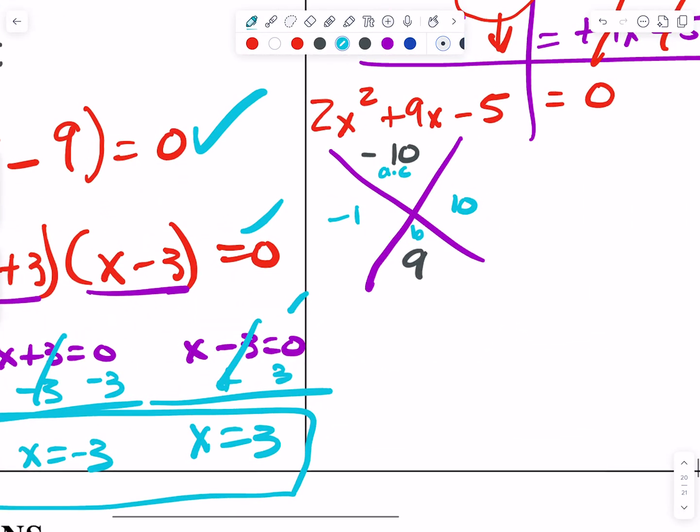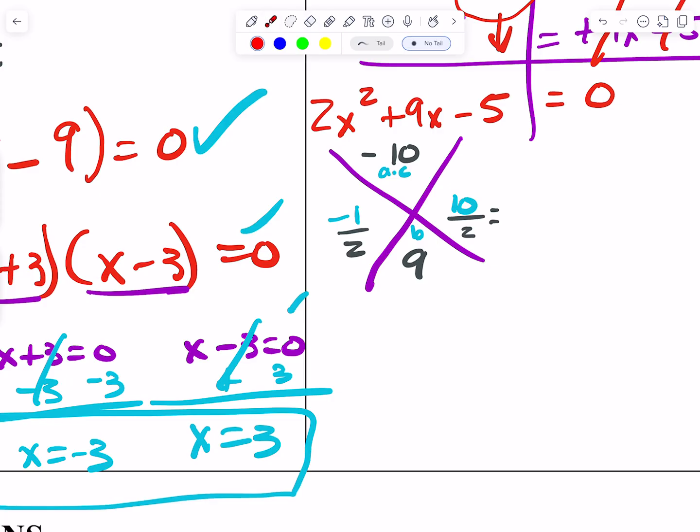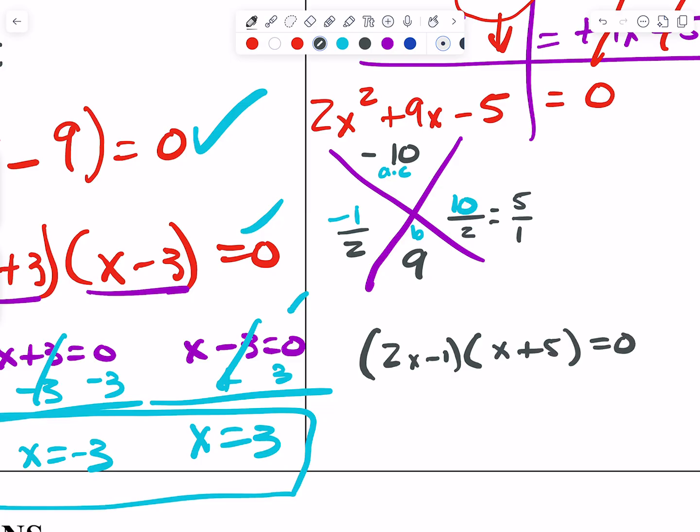All right, so we have our diamond. Once you have your diamond, we want to divide these by 2. Reduce to fractions if you can. This one's reduced, this one is not. So this one reduces to 5 over 1. So now we're ready to write our factors. You start from the bottom of the fraction and work your way to the top. So the first factor is going to be 2x minus 1. The second factor is going to be x plus 5, and it equals 0. And I just got these from here, right? 2x minus 1, x plus 5.